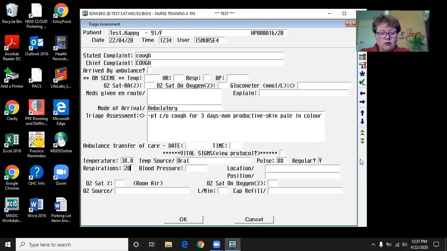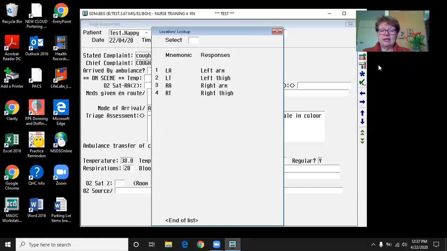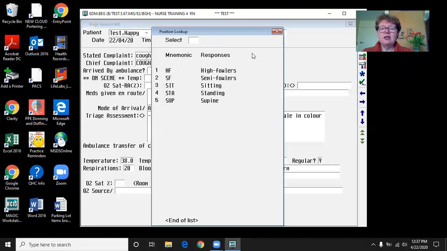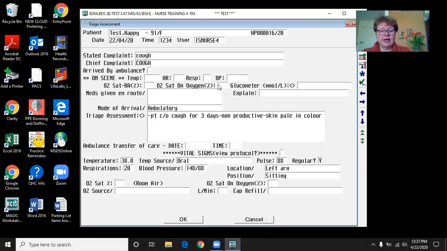Respirations for today is 20, blood pressure 148/88. Location, we like to state where, so I'm going to say left arm and what position the patient was in: sitting. O2 sat 90, so this lady's 91 with a cough. We're going to probably suspect COVID for her. Her SAT is 90.